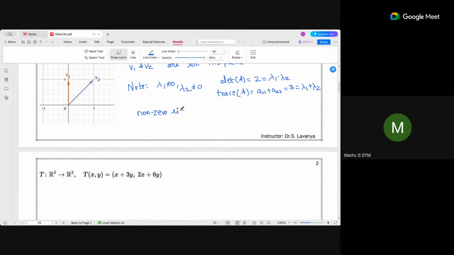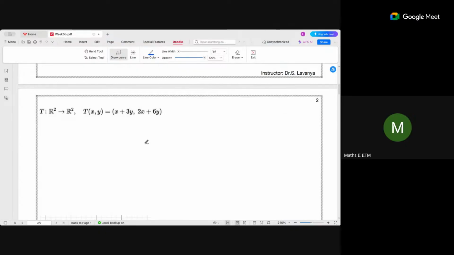Okay, fine. So non-zero eigenvalues imply, if and only if, A is invertible. Okay, fine. Now what is the matrix here? In this, 1, 3, and 2, 6. Ma'am, not like this. I told it in row. So it should be 1, 2, and 3, 6. Right? All right.